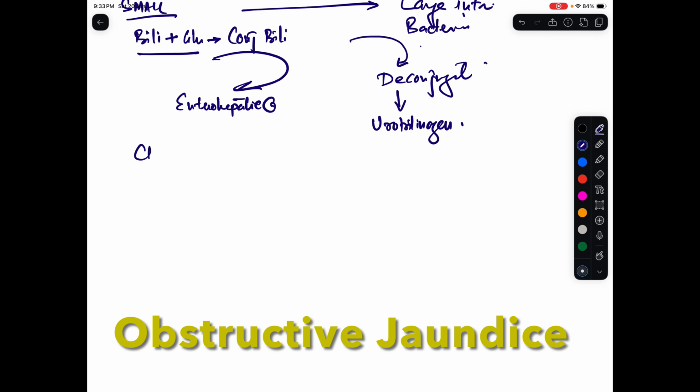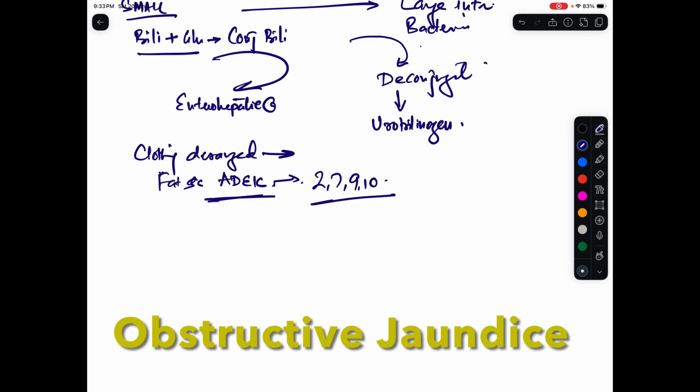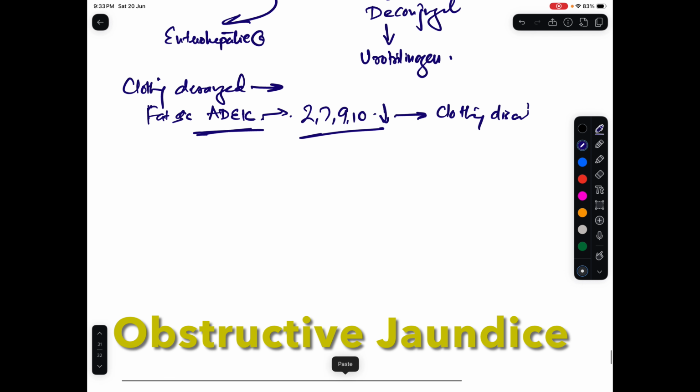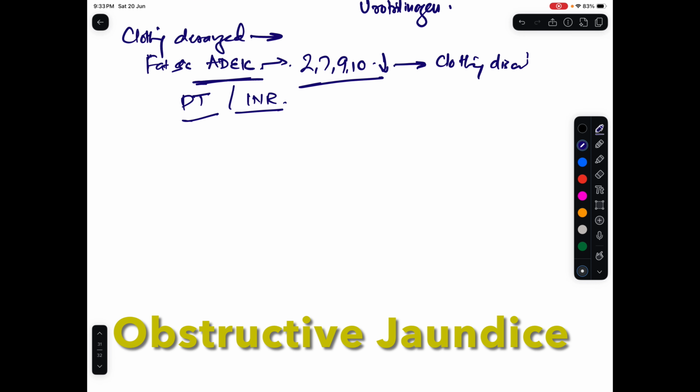Why is blood clotting deranged? Because of the fat soluble vitamins A, D, E, K. Vitamin K is important. Its deficiency causes a deficiency in factors 2, 7, 9, 10, and this causes a clotting disorder. How is it deranged? You measure prothrombin time and INR. How to correct the clotting? You give an injection of vitamin K 10 milligram OD for 3 days. If you want rapid correction, then you need fresh frozen plasma or human prothrombin complex.